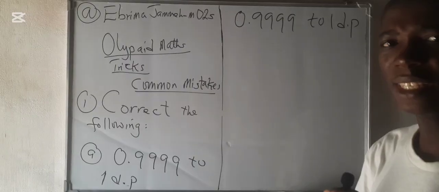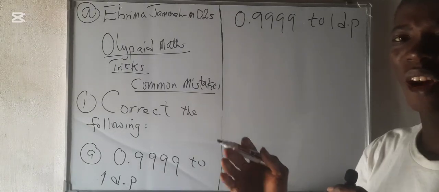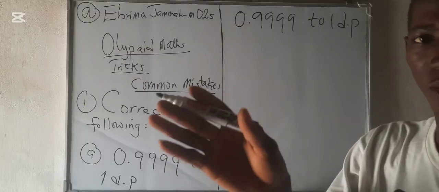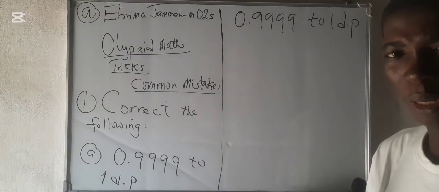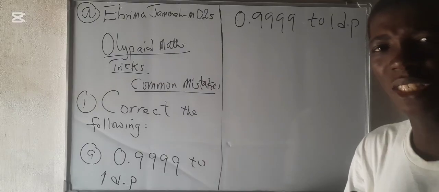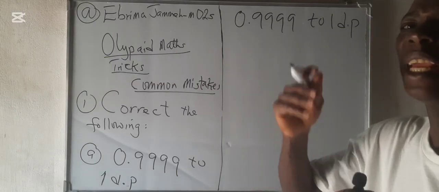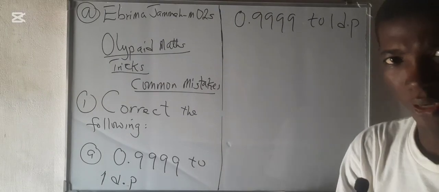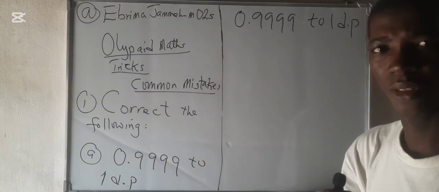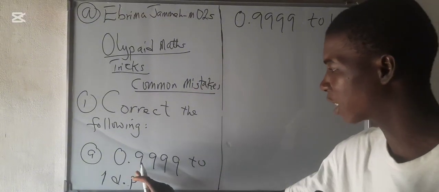In decimal places, you start counting from left to right, just like in significant figures. But for decimal places, you start counting immediately after the decimal point. So we'll start counting from here.